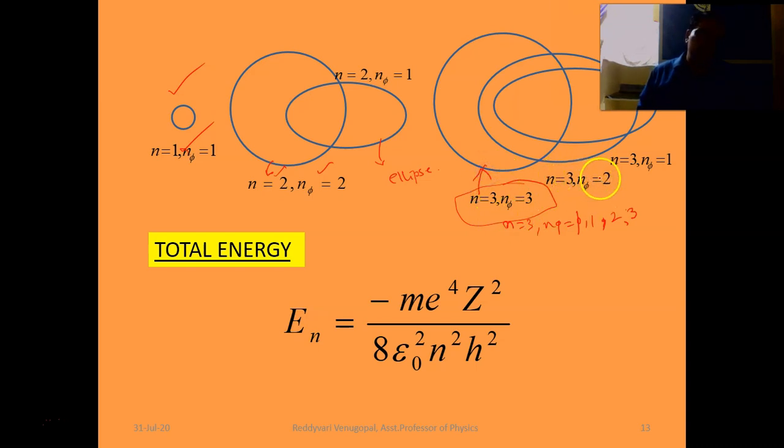If n is equal to 3 and n phi is equal to 2, the orbital shape is elliptical, but the eccentricity is less. But when n is equal to 3 and n phi is equal to 1, the orbital shape again is an ellipse, but the eccentricity is a little bit more. So like this, the orbital shape is not a circular orbital as in the Bohr atomic model. It's an elliptical orbital in general. So for the total energy he arrived at this equation, that is equal to minus m e to the power 4 z square divided by 8 epsilon naught square n square h square.